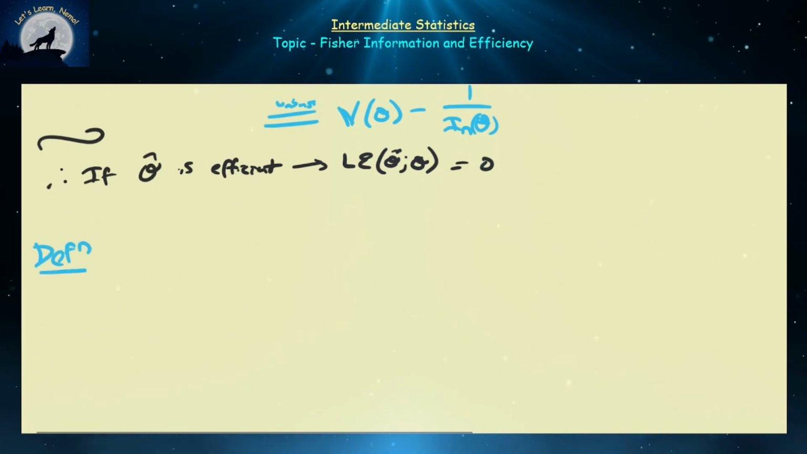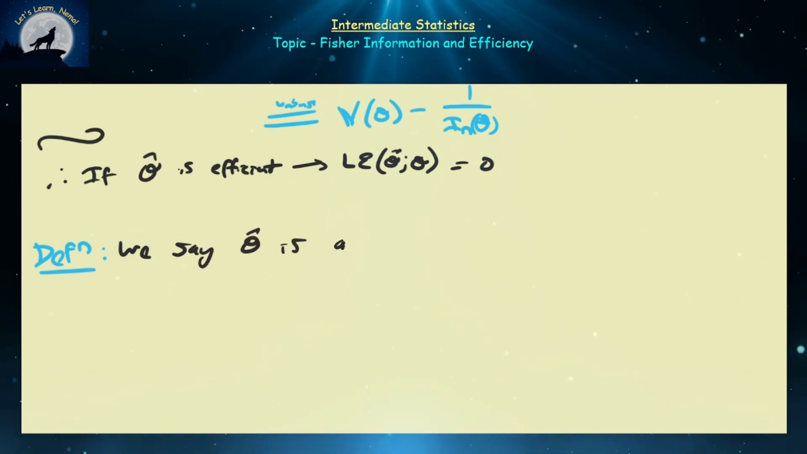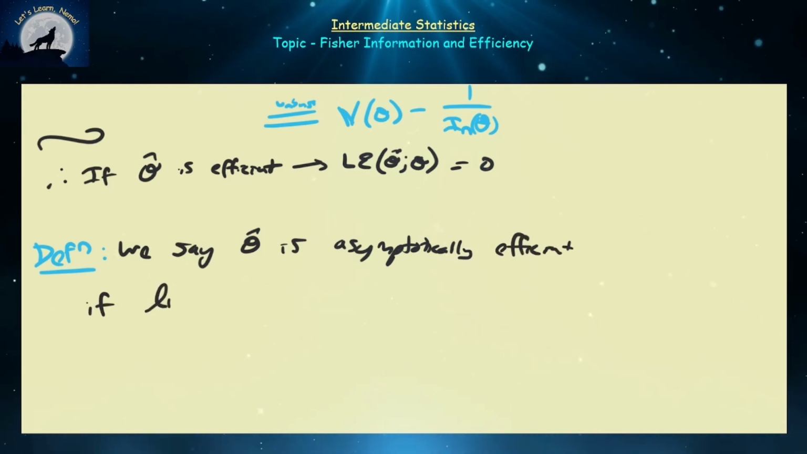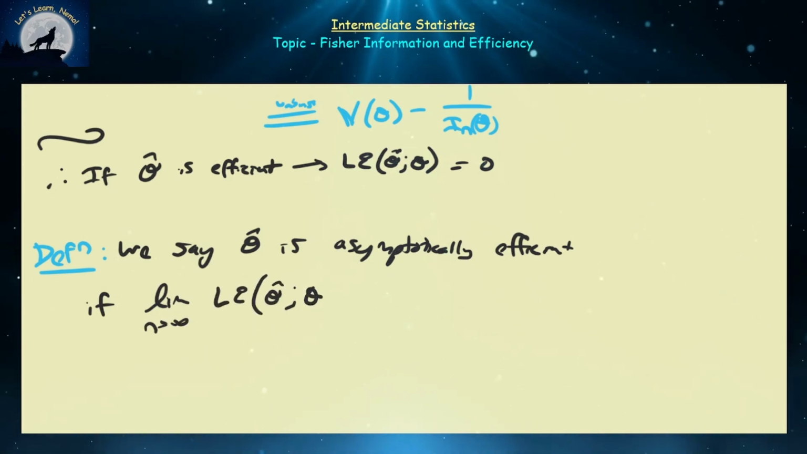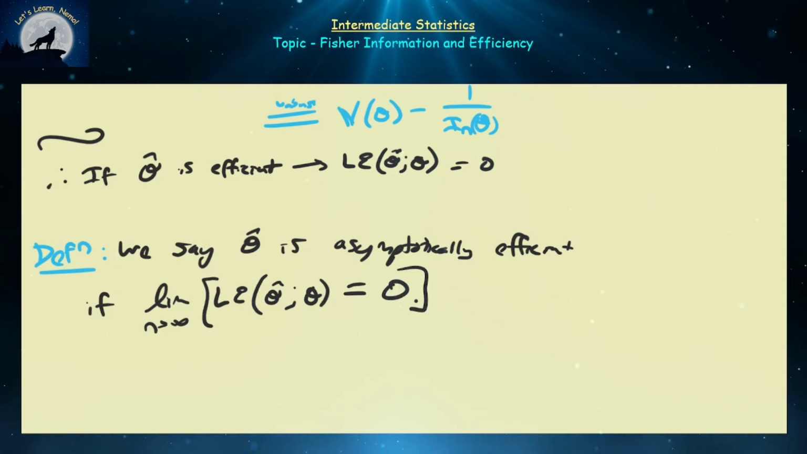And there is one other case that we can define here. We say that theta hat is asymptotically efficient if the limit, as n goes to infinity, of the lack of efficiency for theta hat for theta, take a guess, is equal to 0. All right, so those are the main components that we have up to this stage.